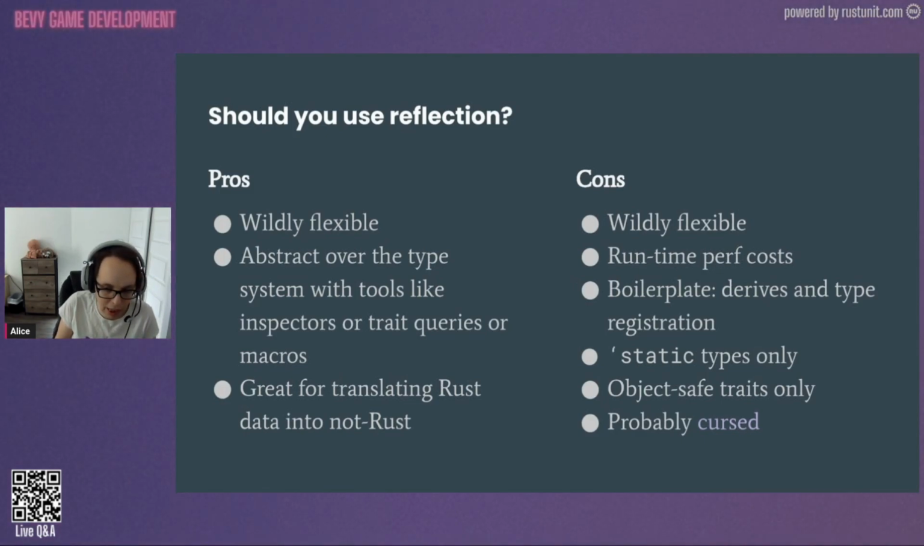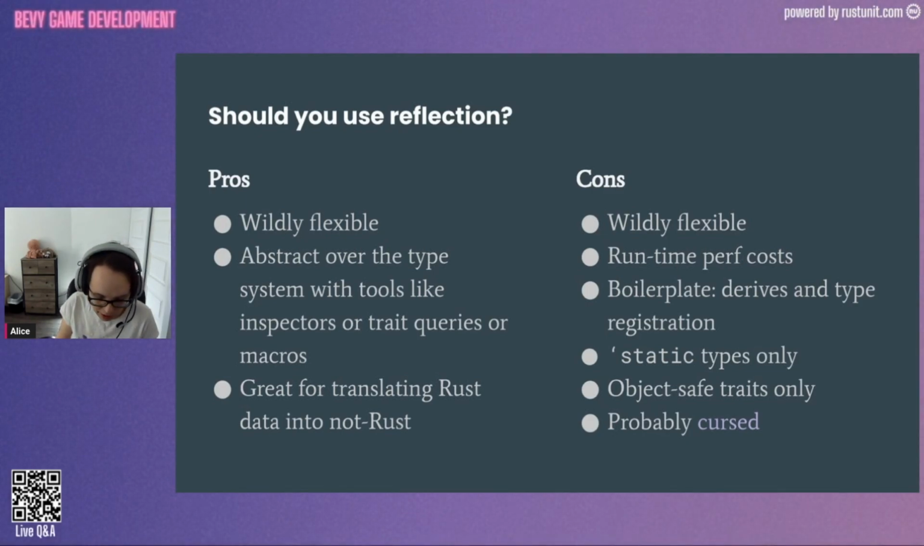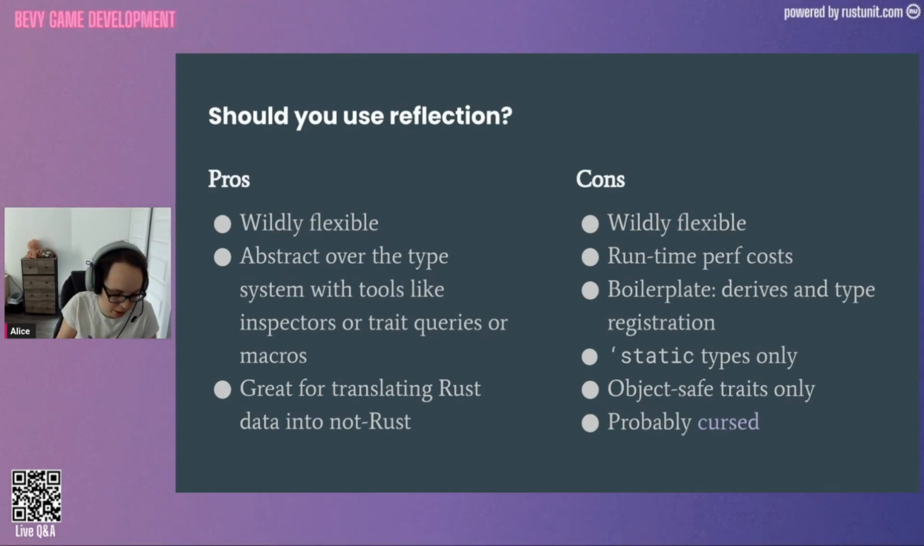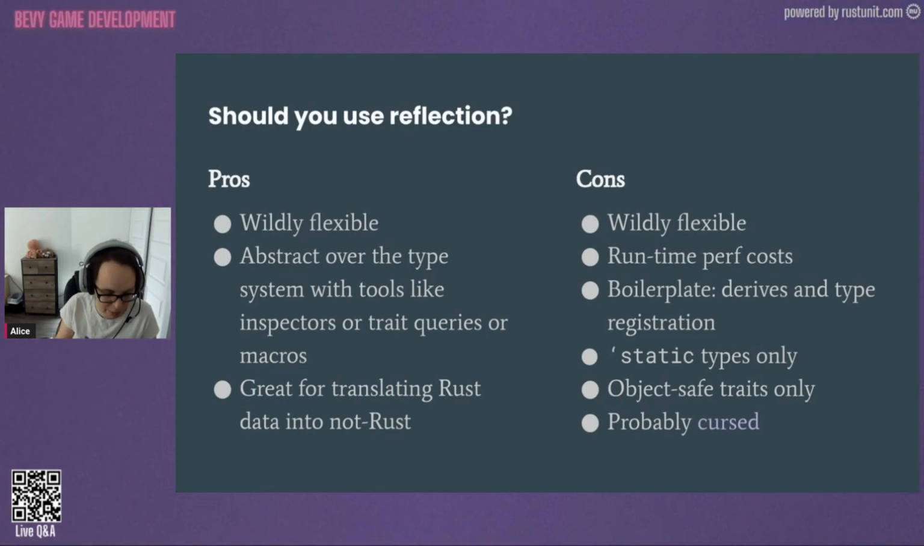It only works with types that have a static lifetime, because that's a requirement to get a type ID out of it. And it only works with object-safe traits. Object-safe traits are basically ones where you take self or ref self or something in each of your trait methods, so then you have a place to, I believe, store the vtable information.